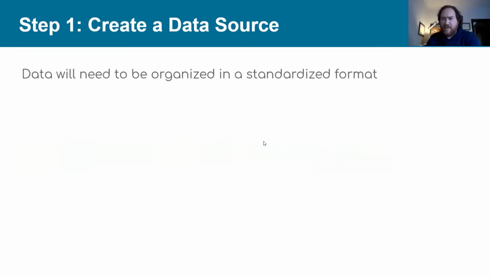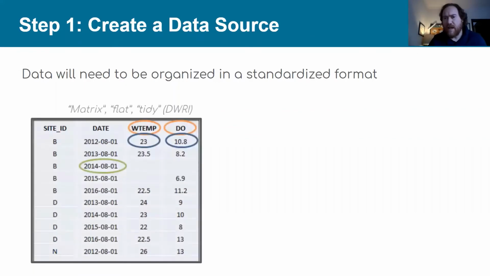So your data will need to be organized in a standardized format, and Data Studio can handle data in 2 common formats that are out there, but you'll be able to do slightly different things with that data. So again, the format's really important. Let's take a look at what those formats are. This first one on the left comes by a couple of names. You can call it matrix data, flat data, or tidy data.